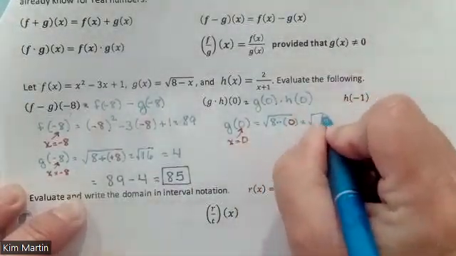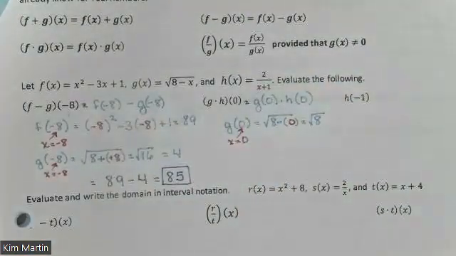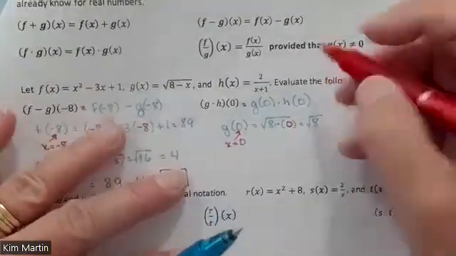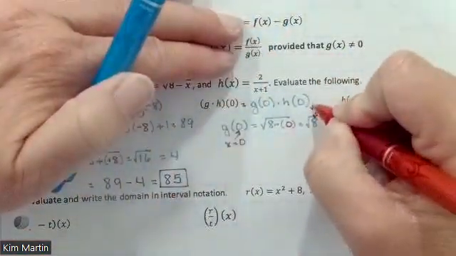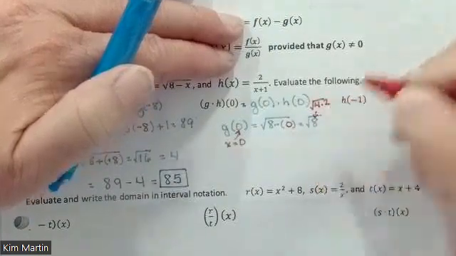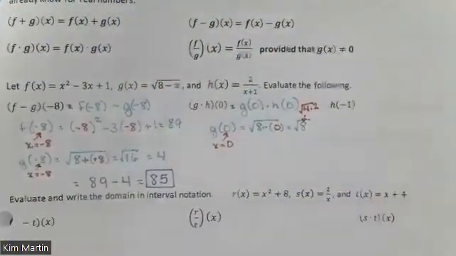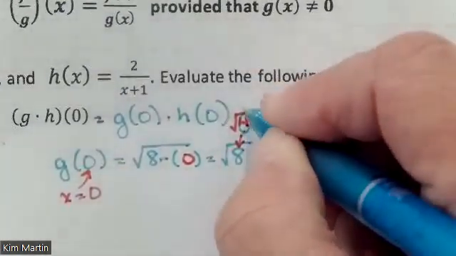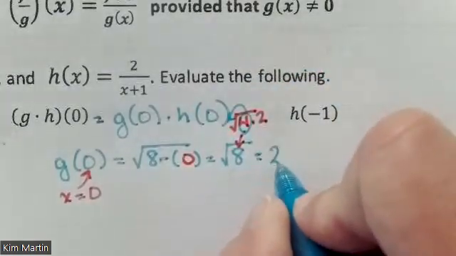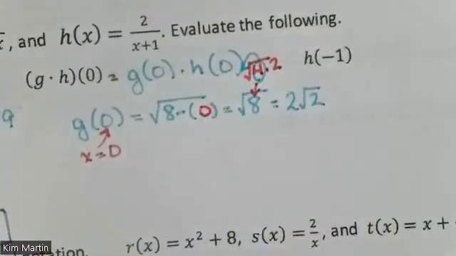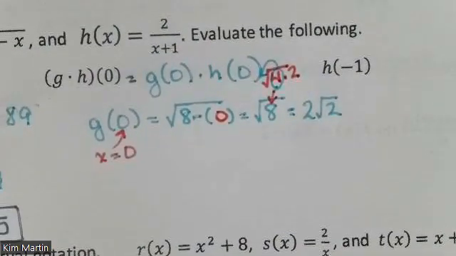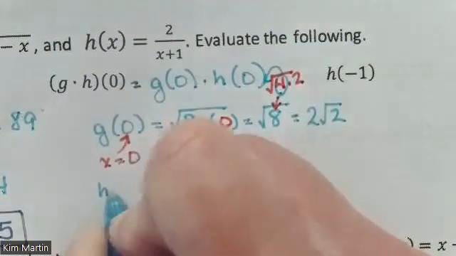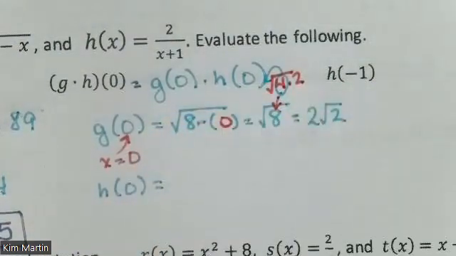Now here's the problem. Some of you are going to leave your answer that way. But the square root of 8 can be simplified. You can't forget about that just because we moved on to another section. You can rewrite this as the square root of 4 times 2. 4 is a perfect square, so I can pull out a 2 right here. So this simplifies as 2 times the square root of 2. Now find h of 0. You do that.